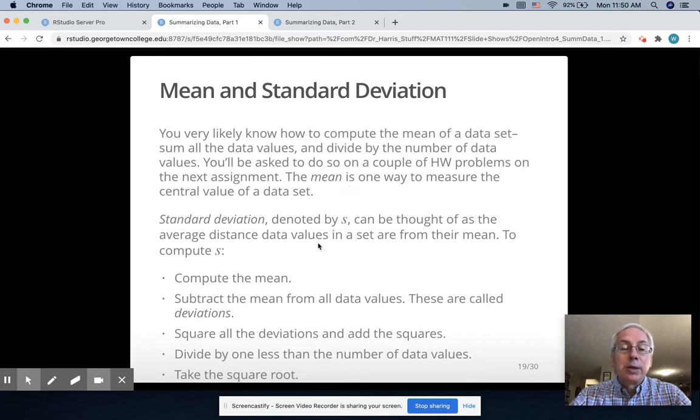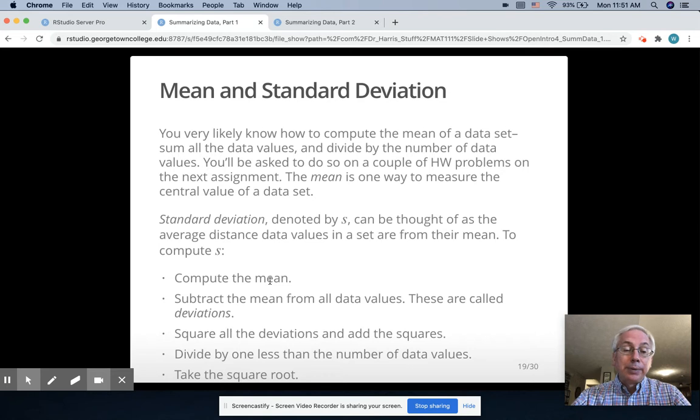The standard deviation is something that you might be a little less familiar with, though. We're going to use the symbol S in our slideshows to represent standard deviation. Sometimes we'll abbreviate it as SD. But a good way to think about standard deviation is it's some sort of average distance that data values in our set are from the mean. And so I'm going to show you briefly how we can calculate a standard deviation for a small data set, just to give you a feel for what's going on underneath the hood when R is doing these calculations.